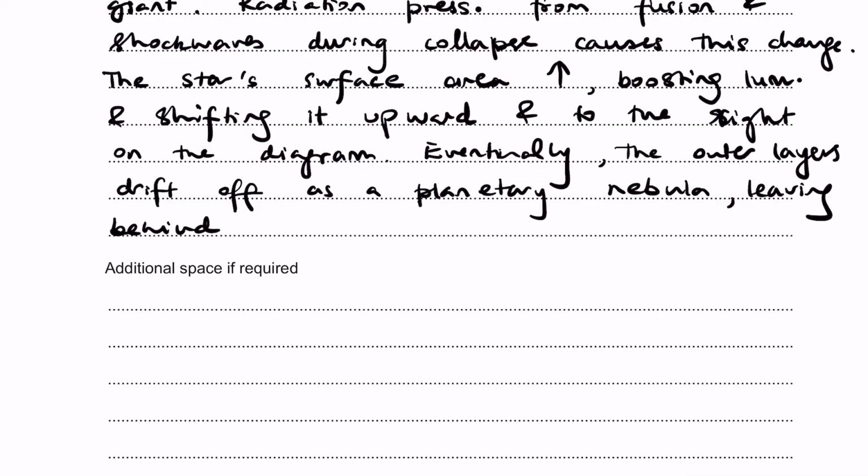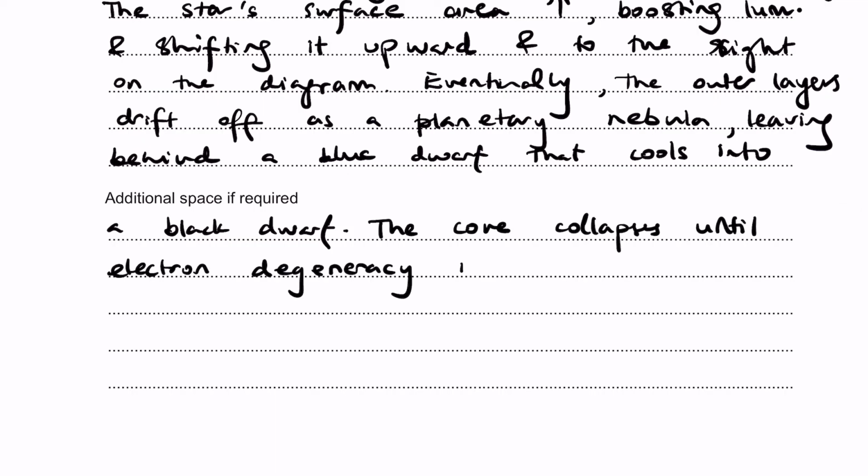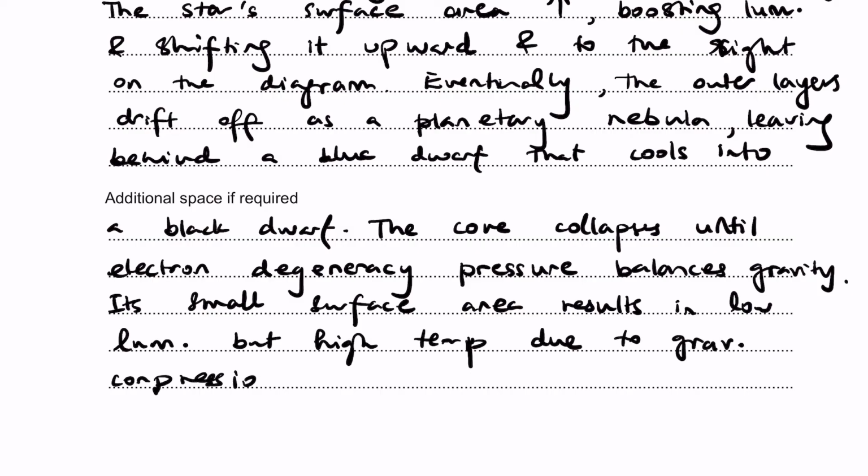And the core collapses until electron degeneracy pressure balances gravity. Its small surface area results in low luminosity, but high temperature due to gravitational compression, moving it to the bottom left of the diagram in the white dwarf region.